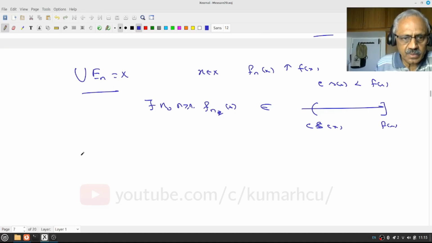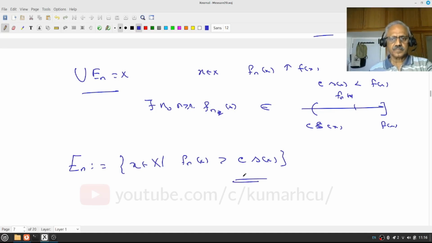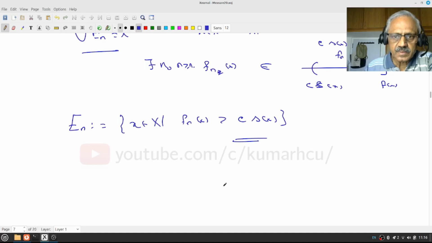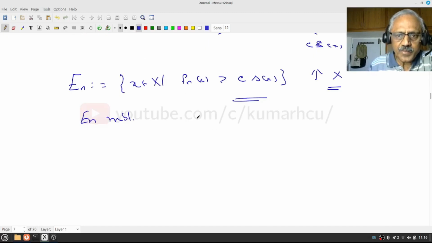So what you have shown, let us recall, what is En? En is the set of x in capital X, remember this picture, so that you will know that my fn of x has to be here, so that fn of x is strictly greater than c s of x. So what we have proved is that En is increasing to all of X. And by definition, these are all measurable, obviously.